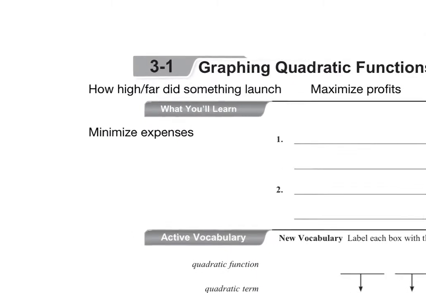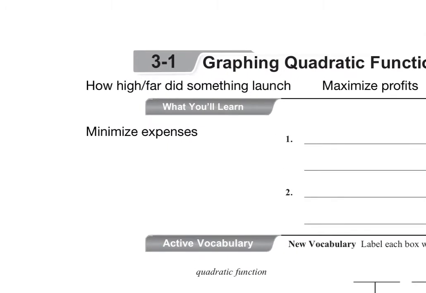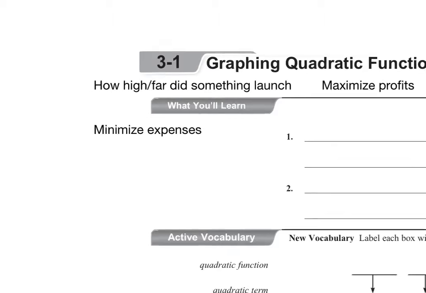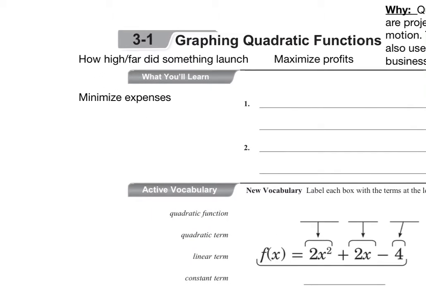And then we can ask questions such as how high or how far did something launch? So this is a lot of the sports, like with punting a football, shooting a basketball. Anytime an object leaves the ground and is flying through the air, it's modeled with a quadratic function. You can also use quadratics for other concepts such as maximizing profits or minimizing expenses by looking for either the top or the bottom of the U-shaped curve.